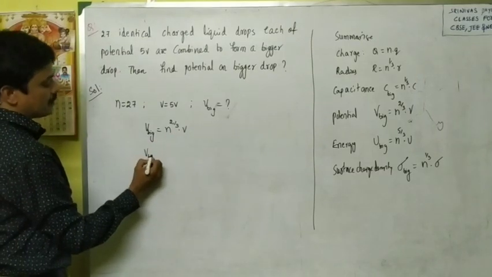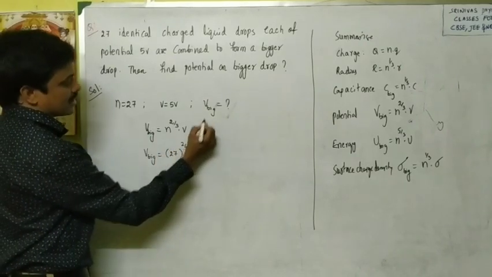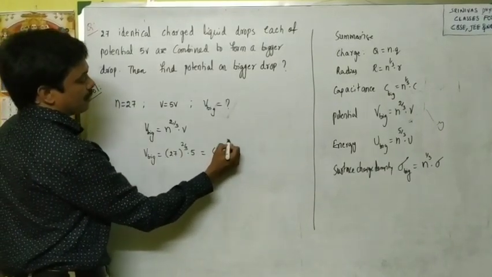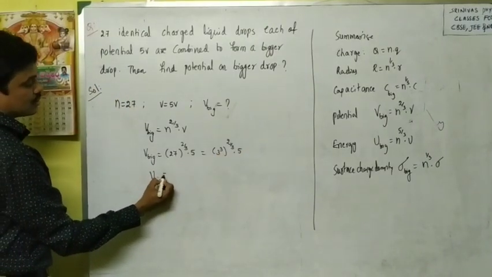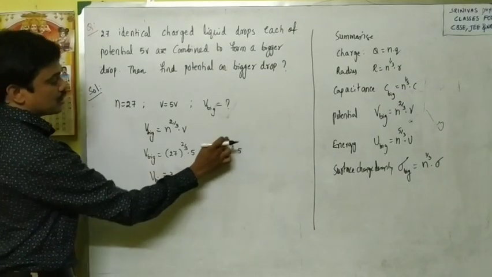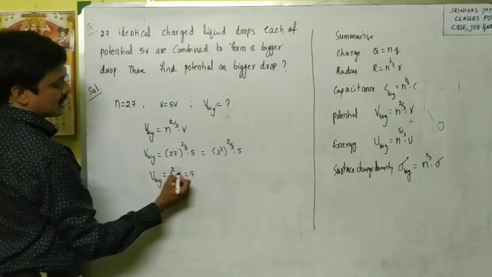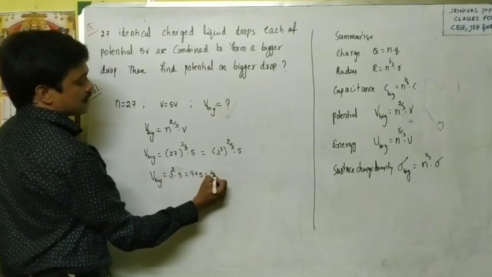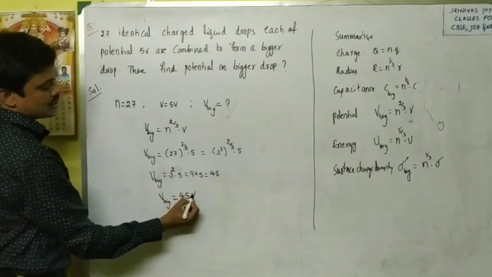The potential on the bigger drop is equal to, n value is what? 27, whole power 2 by 3, into the potential on the smaller sphere, which is 5. We can write this as 3 cube whole power 2 by 3 into 5. Using the power rule, 3 power 3 into 2 by 3, the 3s cancel, we get 3 square into 5. 3 square is 9, 9 into 5 is 45.